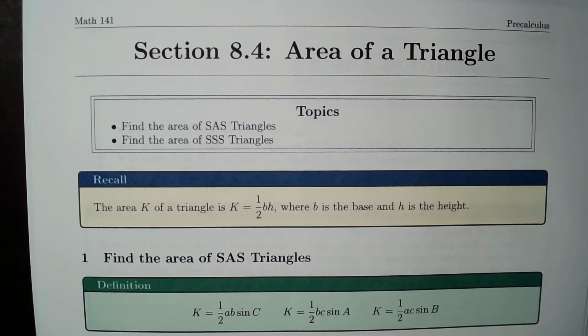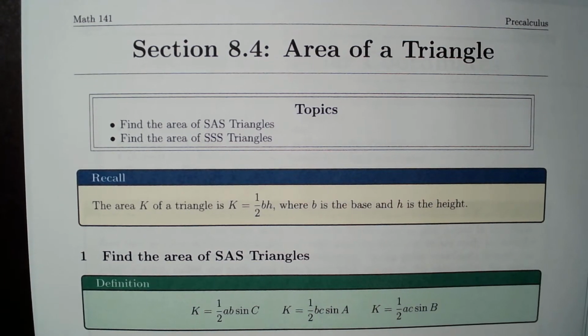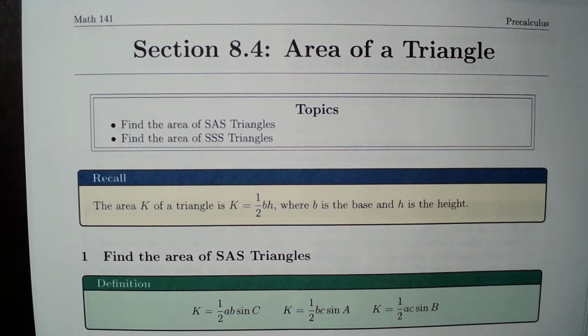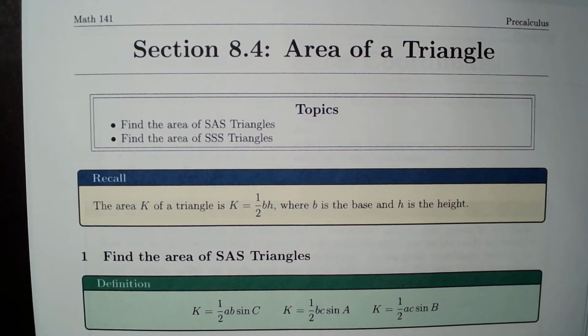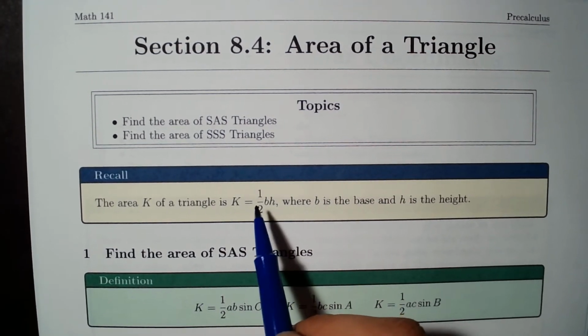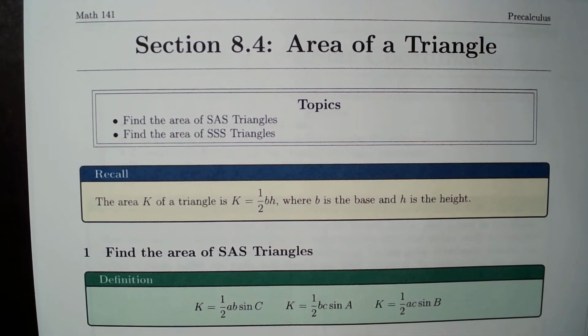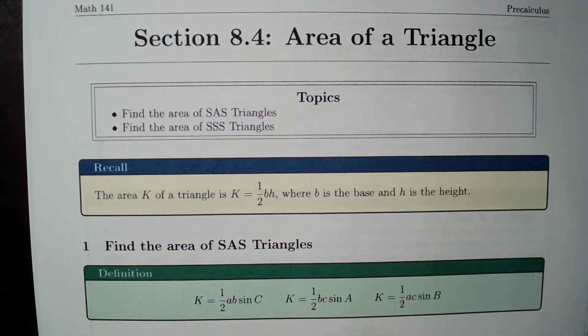Alright, in this video we go over section 8.4, area of a triangle. This section is going to be actually very short. Let's recall that the formula to find the area of a triangle is 1/2 times the base times the height.